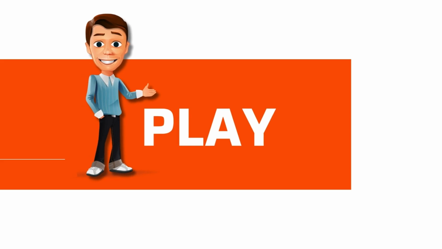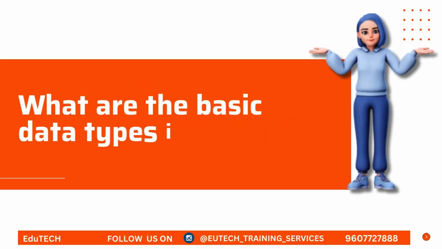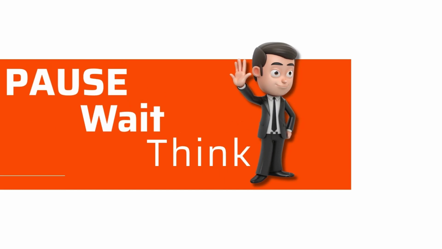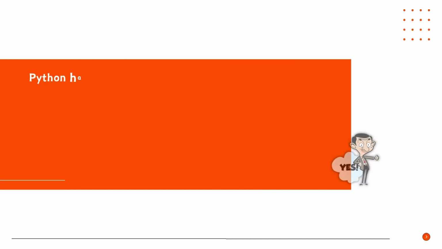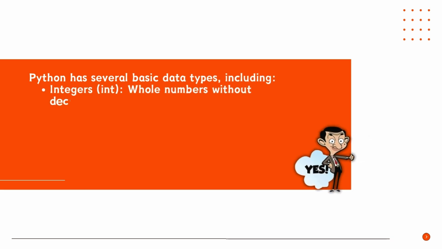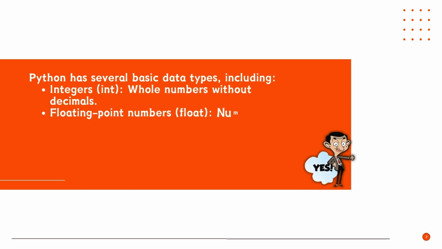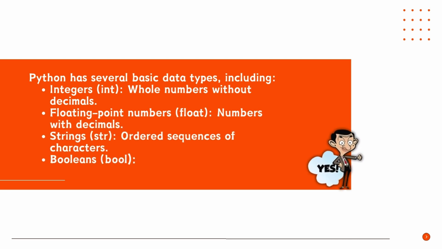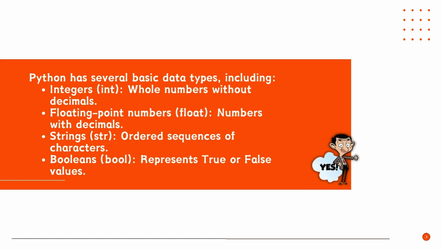What are the basic data types in Python? Python has several basic data types, including integers, int, whole numbers without decimals; floating point numbers, float, numbers with decimals; strings, str, ordered sequences of characters; booleans, bool, represents true or false values.